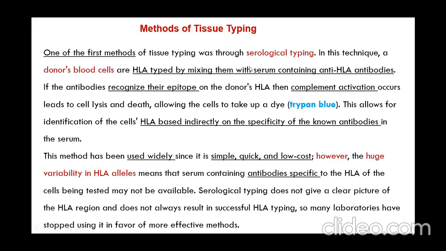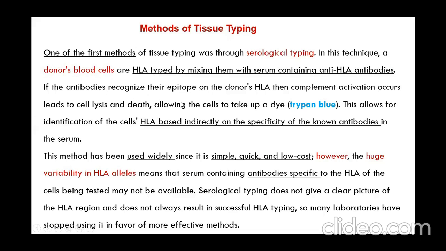That's, as suggested, the glass slide, serological typing. In this technique, a donor's blood cells, donor Y's blood cells, are taken and HLA typed by mixing them with specific antibodies. You are doing it in vitro. You already have a pool of antibodies based on the general polymorphism available in terms of haplotypes in the population. You made some in vitro antibodies for all, and you just take the donor blood cells. You don't know the HLA type of the donor. You are testing on the glass slide, adding one antibody at a time.